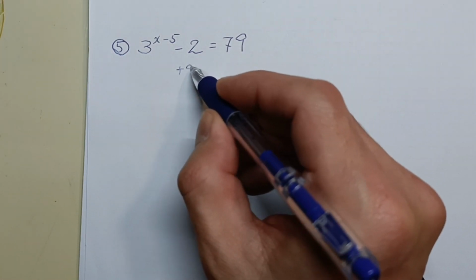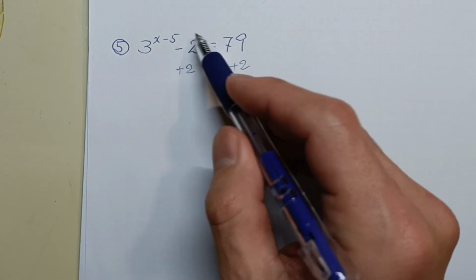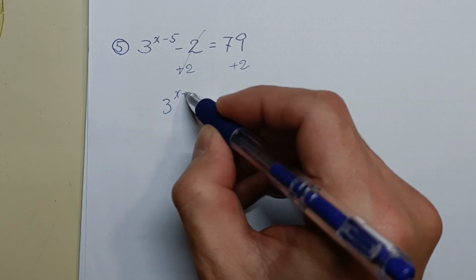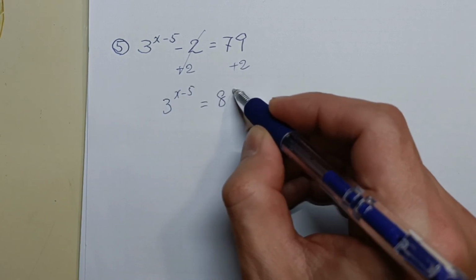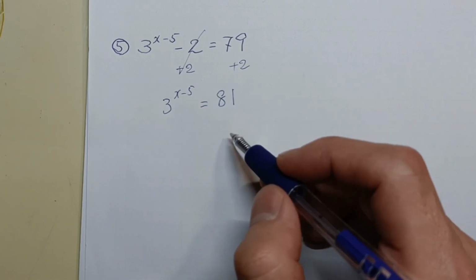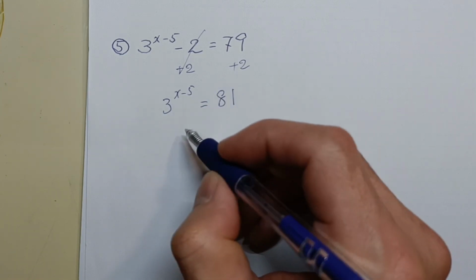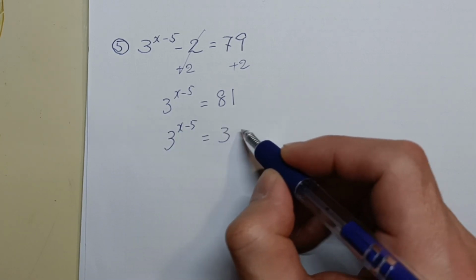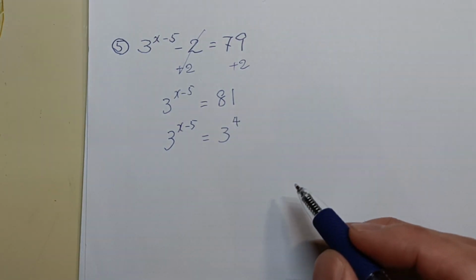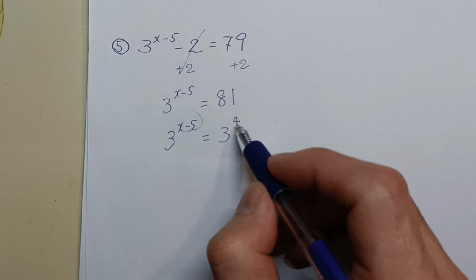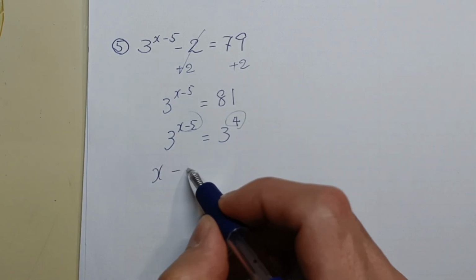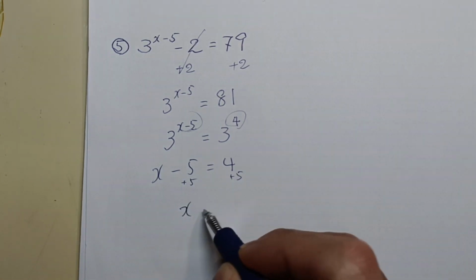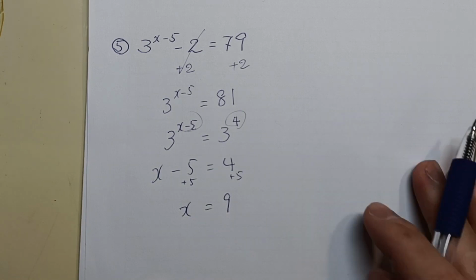So I just plus 2 so that I can get rid of negative 2 from the left side. Then cancelled, 3 to the power of x minus 5 equals 81. Then you can see this one is 3 to the power of 4, wasn't it? Okay? So x minus 5 equals 3 to the power of 4. Then this part equals this part. So x minus 5 equals 4. Plus 5, plus 5, x equals 9. Done.